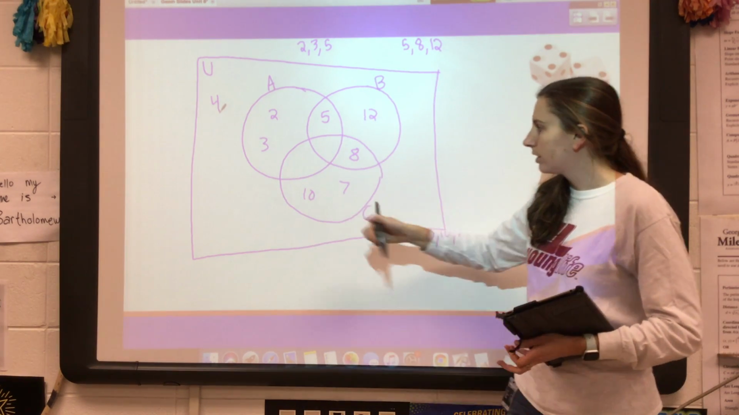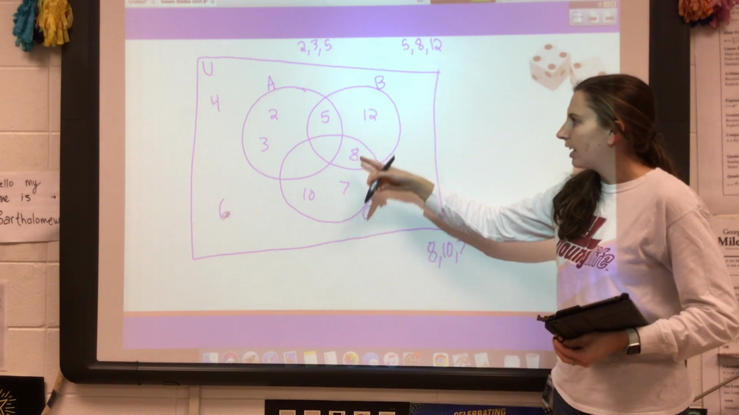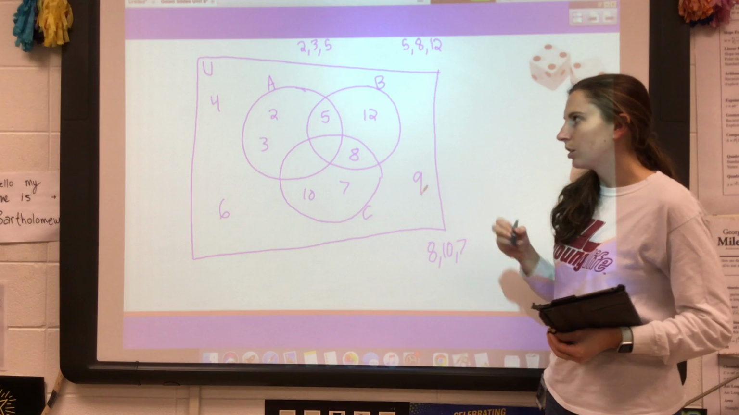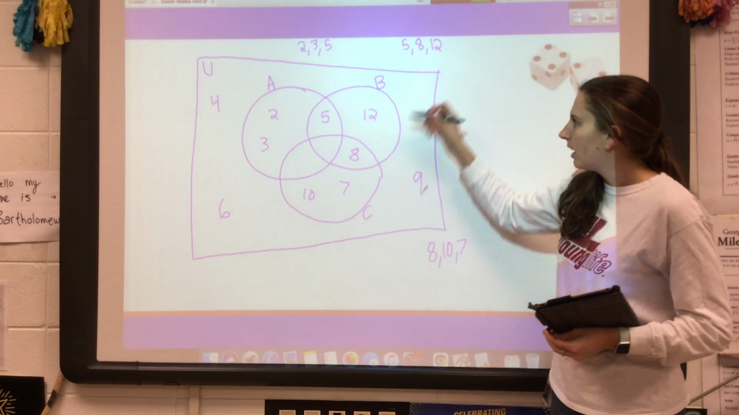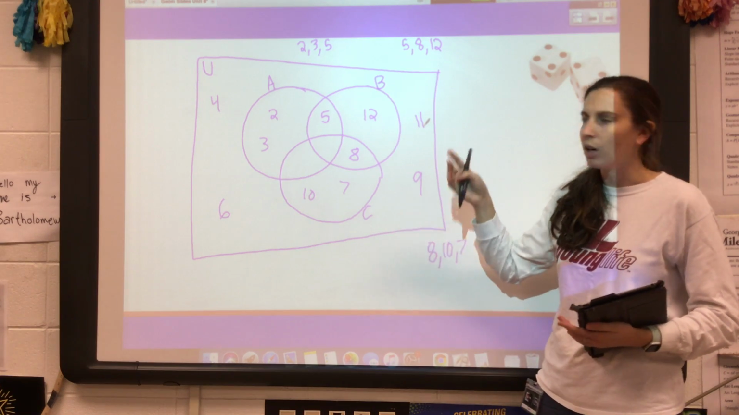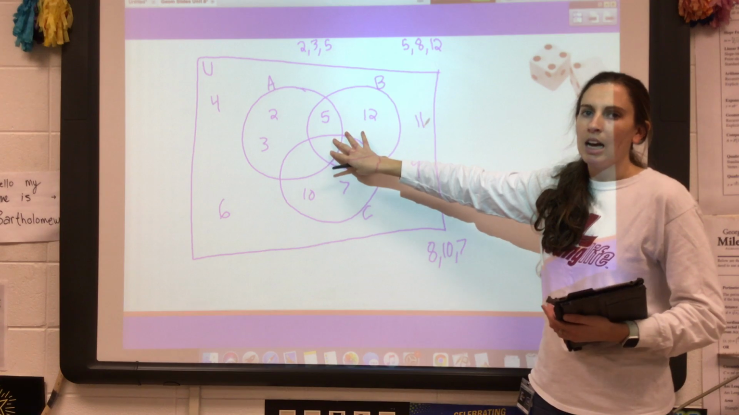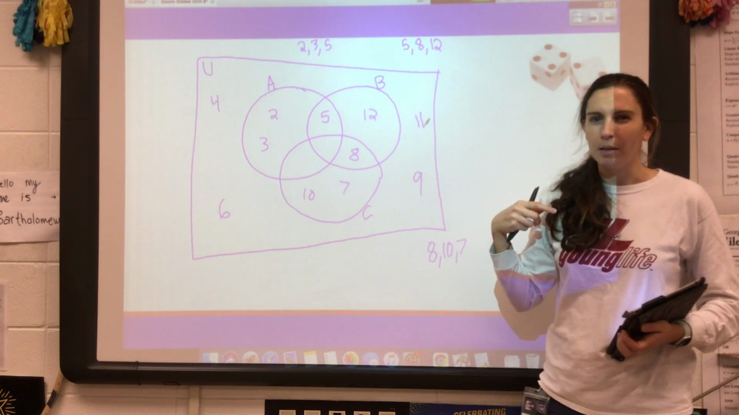5 was rolled, 6 was not rolled, so I'll put it somewhere out here in the box. 7, 8, 9 was not rolled, so we'll put it out here. 10, 11 was not rolled, so we'll put an 11 out here. It doesn't matter where they go, but they're in the universe, but they weren't actually rolled, so we'll just put them outside in the box here.